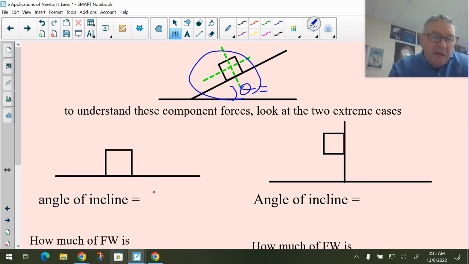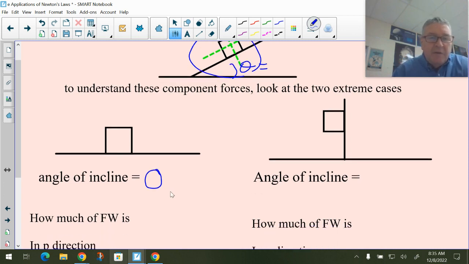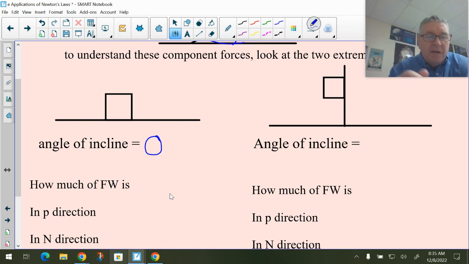Let's think about what happens if I make the angle 0. So if I don't have the thing inclined at all, let's think about what's actually happening. I'm going to take this angle of 0 and just think about our horizontal case. How much of this weight, remember the weight's pointing this way, how much of that weight is pointing in the parallel direction? In other words, how much of this FW, this blue vector, is going parallel, going left or right? Well, it turns out none of it. None of this vector is pointing left or right. It's all pointing straight down.